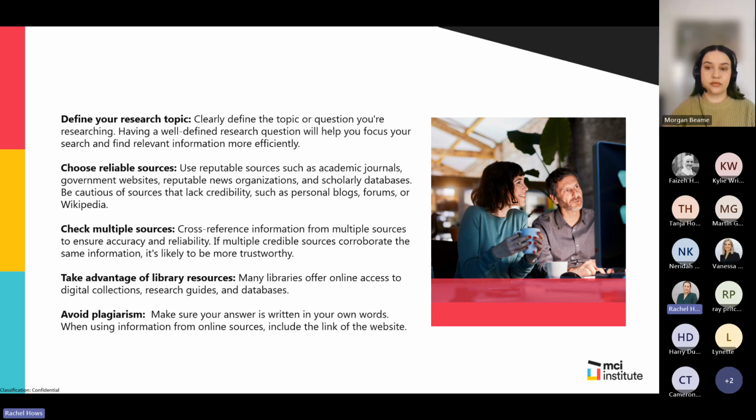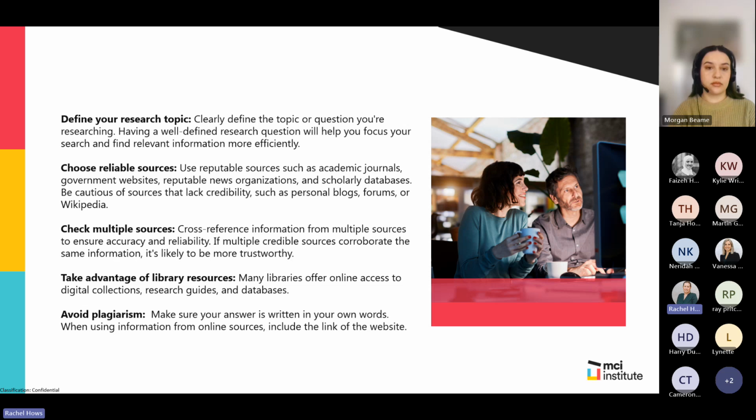Choose reliable sources. So use reputable sources such as academic journals, government websites, reputable news organisations and scholarly databases. So just be wary of which ones you're using because some are more credible than others. Be cautious of sources that lack credibility, such as personal blogs, forums, or Wikipedia. And check multiple sources. Cross-reference information from multiple sources to ensure accuracy and reliability.